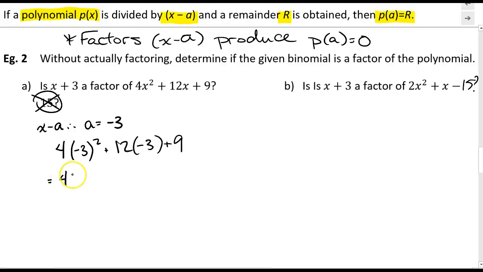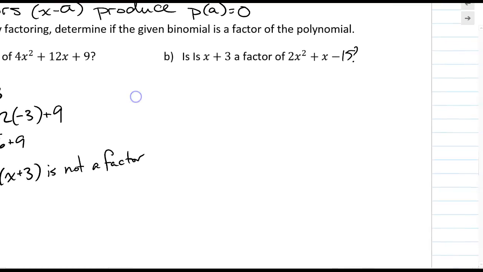That's 4 times 9 minus 36 plus 9. 4 times 9 is 36, so these pieces are going to cancel, which leaves us with 9. Therefore, this is not a factor. Looking at B, another typo there. Maybe that would make room for the 15.